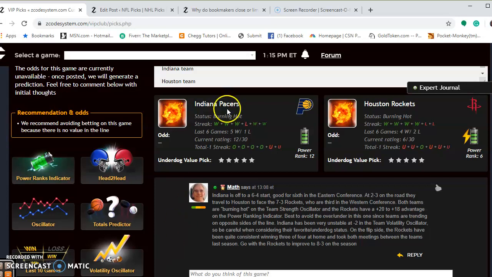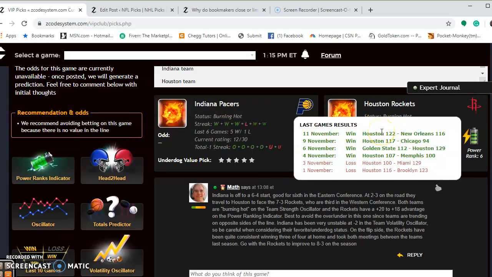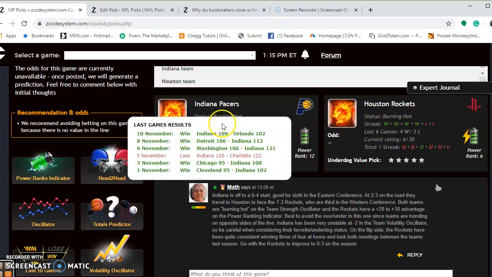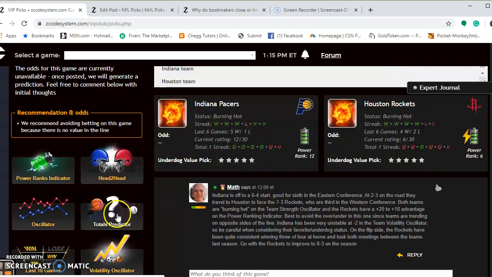Both teams you can see are burning hot. Indiana has won 5 out of their last 6. Houston has won their last 4. If you look at the head-to-head matchup from last season, take notice that the teams played in November last year, and Houston won both games, by 12 at home and by 4 on the road.